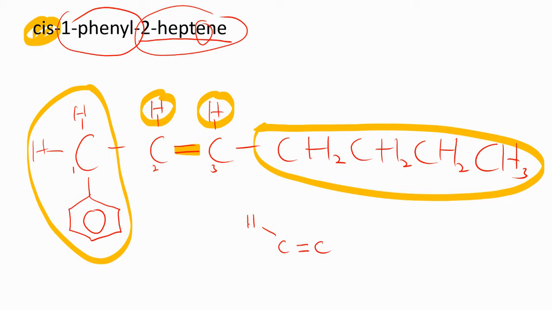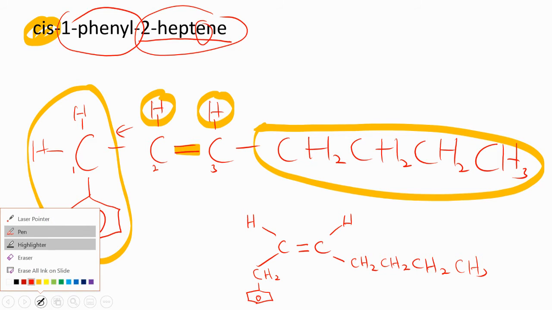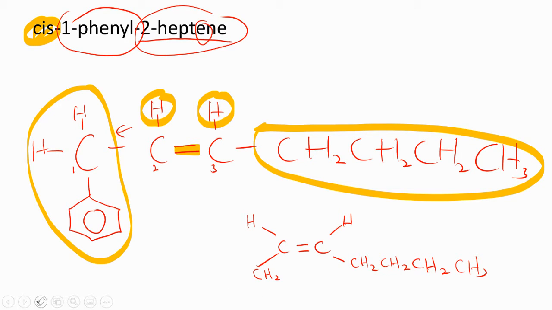because it is cis, we put the H on top. Then we have CH2, CH2, CH2, CH3, and we have this part CH2 and phenyl. You can draw it below, or you can also put it aside. Up to you. So this is cis 1-phenyl 2-heptene.